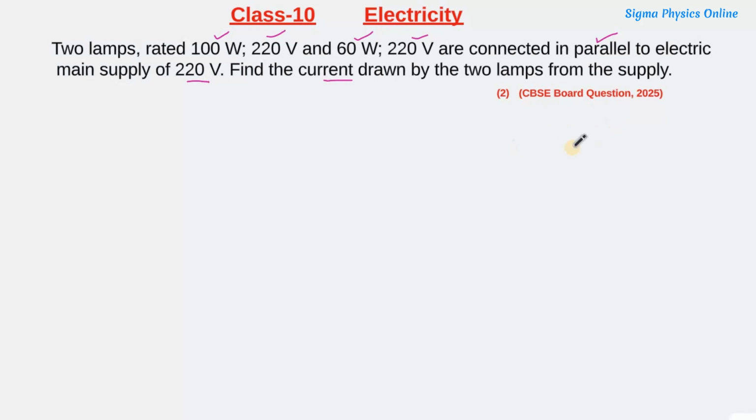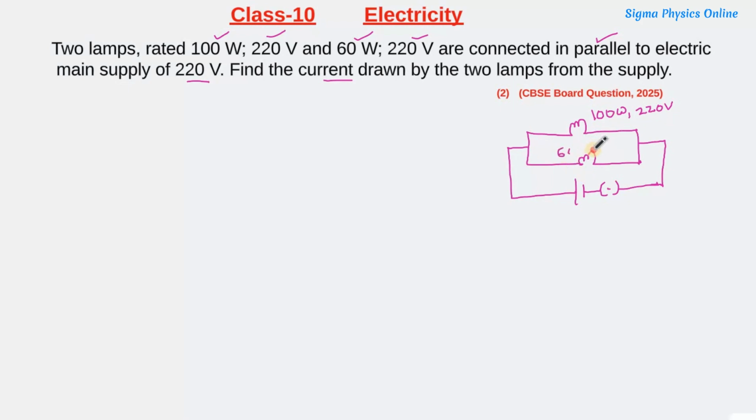Now before solving this question, let's draw a circuit diagram which will simplify our question and make it easier for us to solve. So this is the first lamp and this is the second lamp. These two lamps are connected in parallel across a 220 volt supply, and the power rating of these bulbs are 100 watt and it's operating at 220 volt. The second bulb has 60 watt power and that also is operating at 220 volt. The main supply voltage is also 220 volt.